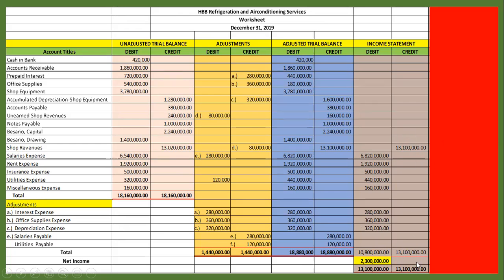So your credit is 13.1. Then add all your debits. It will give you 10,800,000. After that, get the difference. That's 2,300,000. Okay, so just leave it there.